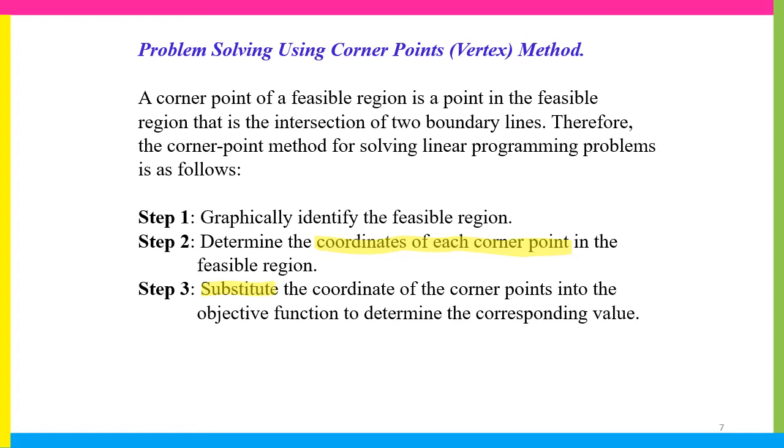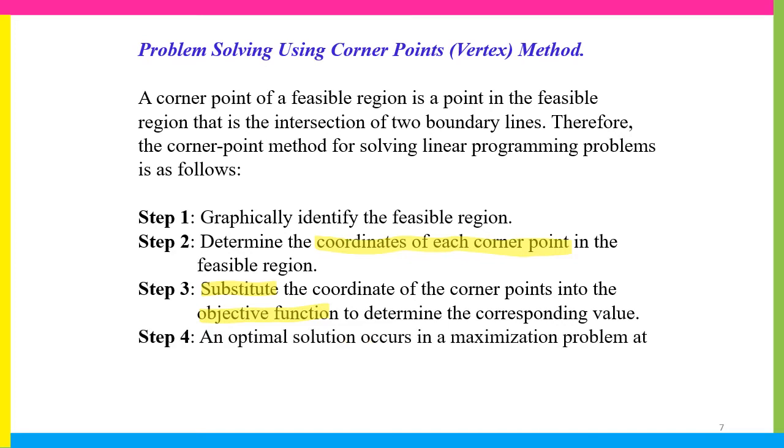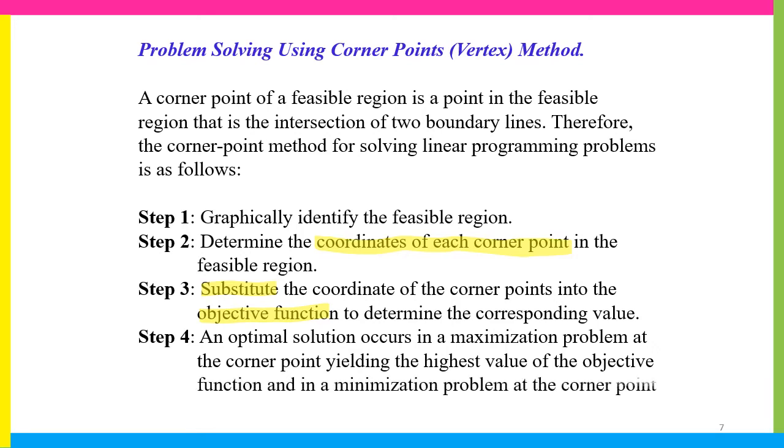So we substitute into the objective function, and then look at whether we want to maximize or minimize. An optimal solution occurs in a maximization problem at the corner point yielding the highest value of the objective function, and in a minimization problem at the corner point yielding the lowest value of the objective function. So we either look at the maximum or the minimum. It depends on the question itself. Okay?